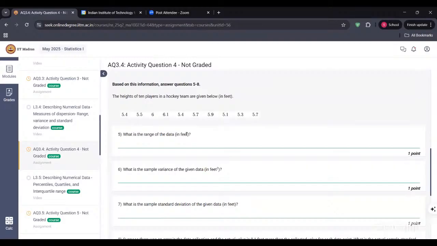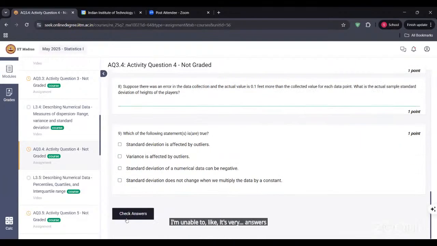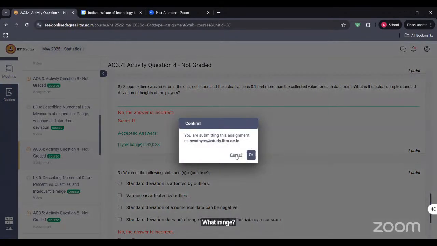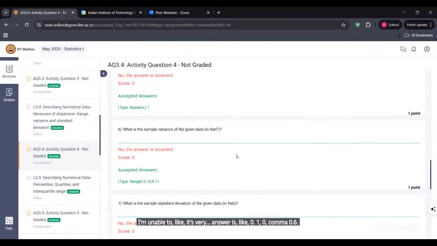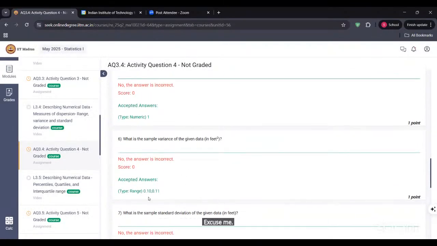Sample variance you have to calculate. Just go through the formula. Ma'am, but in that again they are telling about the range only, ma'am. I'm unable to enter its answer, like 0.10 comma 0.6. It should be like between this, 0.10 to 0.11. I am unable to represent it on the screen, ma'am. We are entering the answer 0.10 comma, the comma is not available in the keyboard.